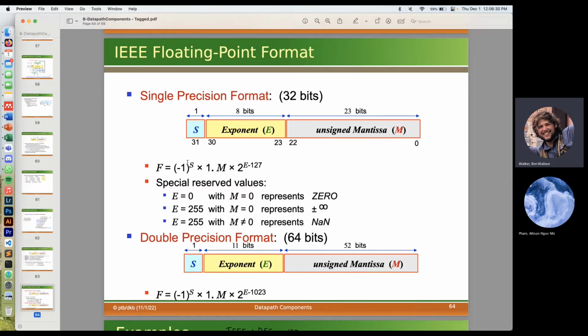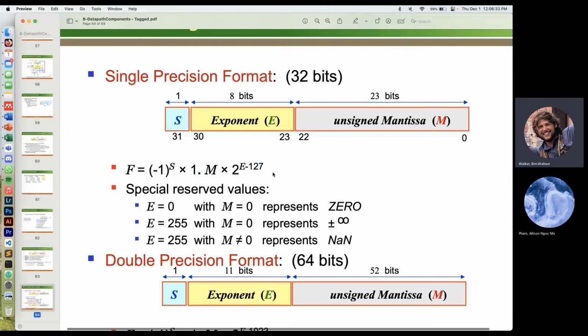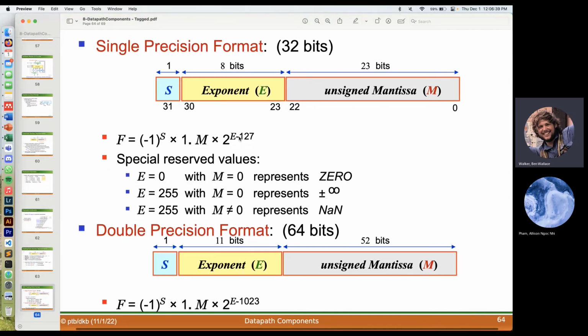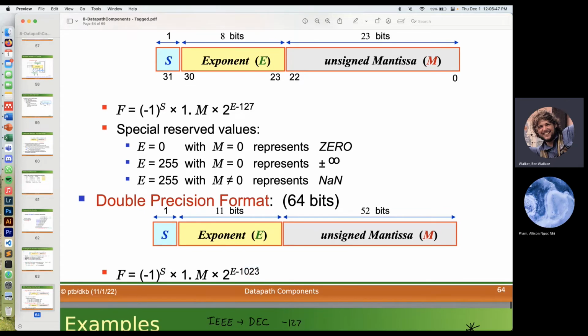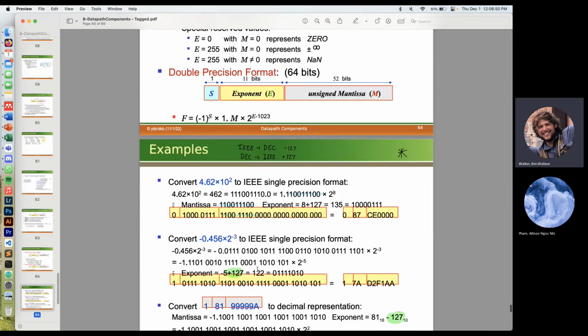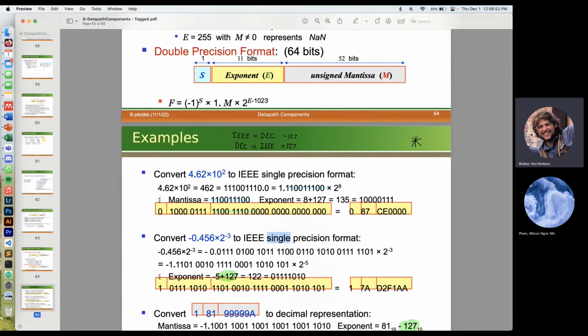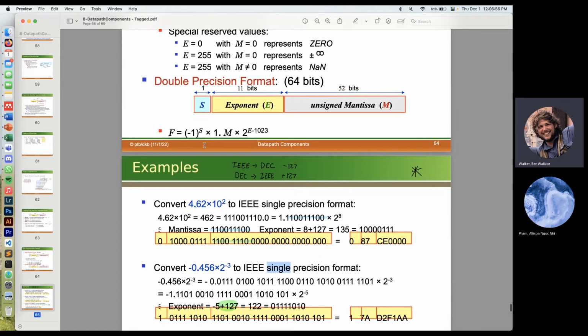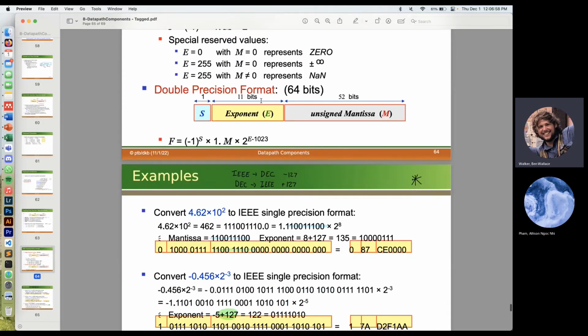To convert these, we're going to use this formula, literally directly use this formula. It'll give you the right answer every single time. You can see here that the exponent in the single uses a bias of 127. And for the double, it uses a bias of 1023. Once again, to convert from IEEE to decimal, we literally use this formula directly.